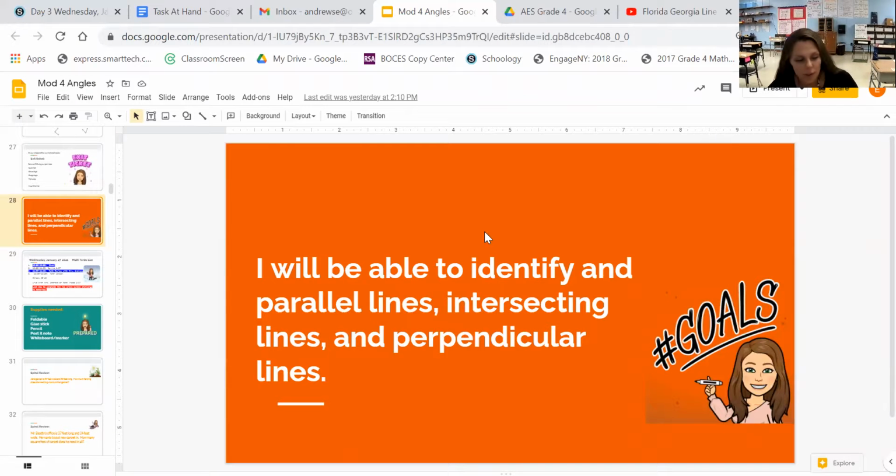Hi, my friends. Today we are going to continue with some precise words. By the end of class, you will know the meaning of parallel lines, intersecting lines, and perpendicular lines. So let's go ahead and get started.